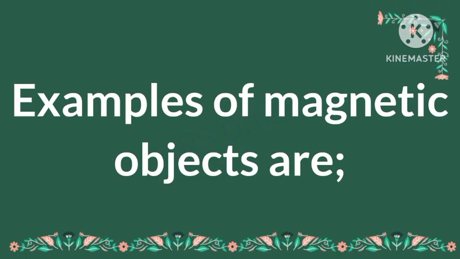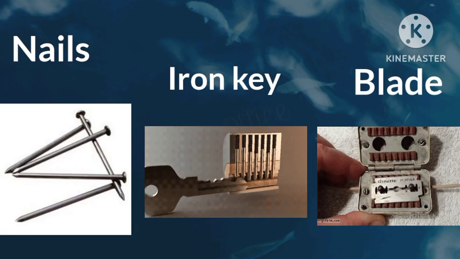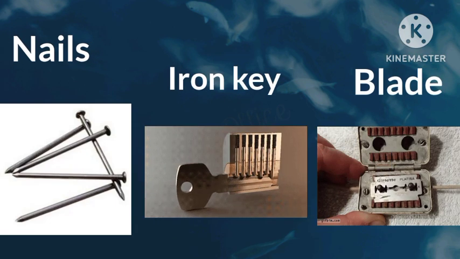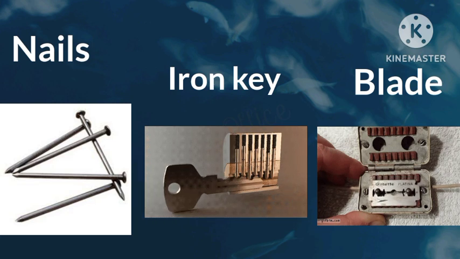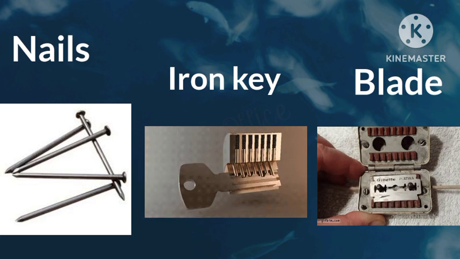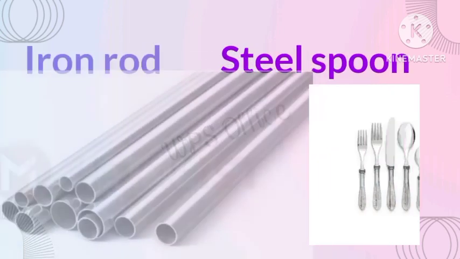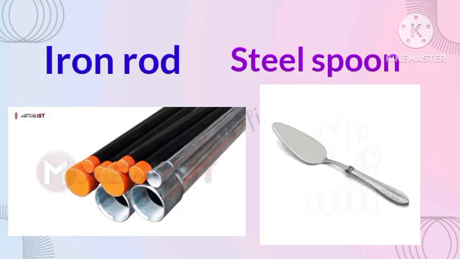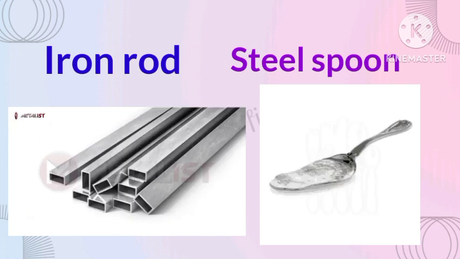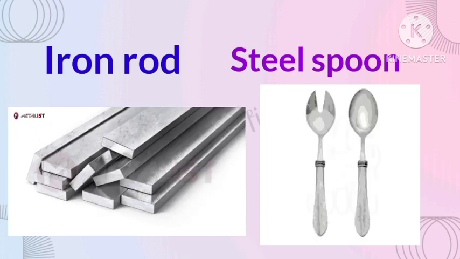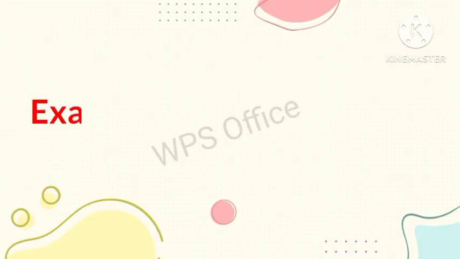Next, examples of magnetic objects are nails, iron key, blade, iron rod and steel spoon. So these are some examples of magnetic objects.